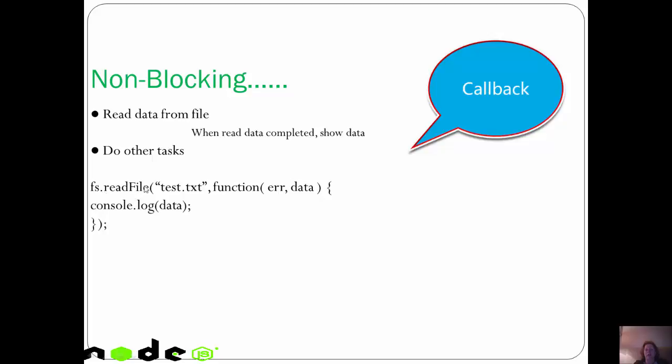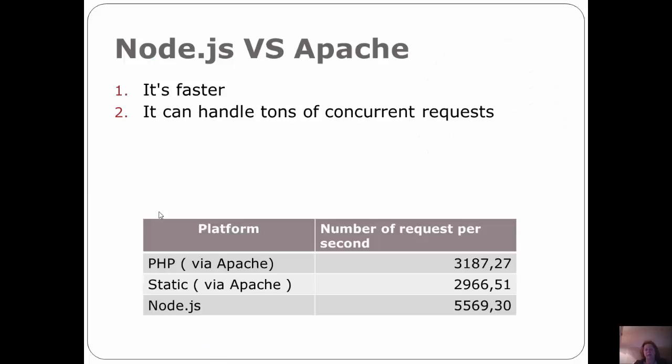We're saying we want to read the file called test.txt, and the function that's specified here, with parameters error and data, simply prints the data out to the console in a log command. It is a callback function and will be called when the data is retrieved and passed back.